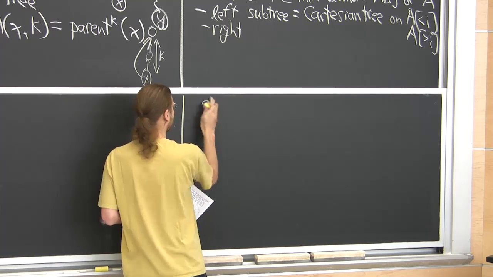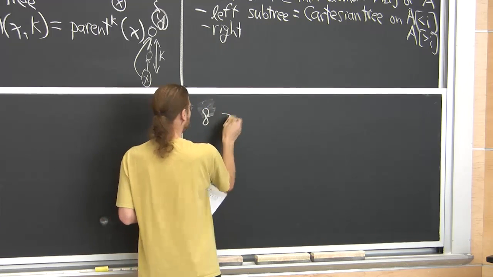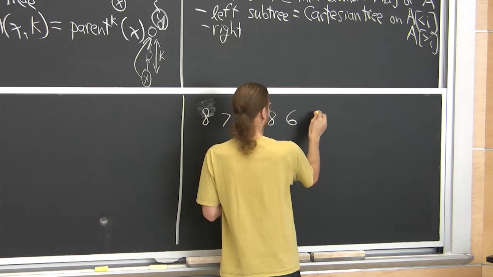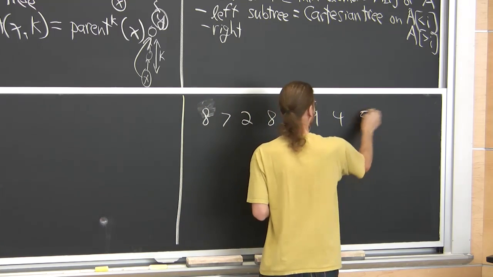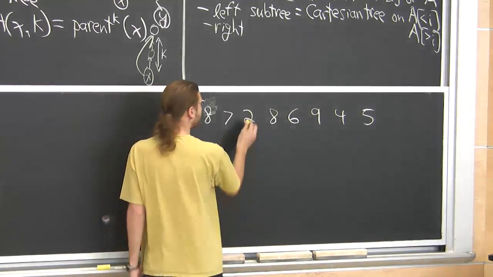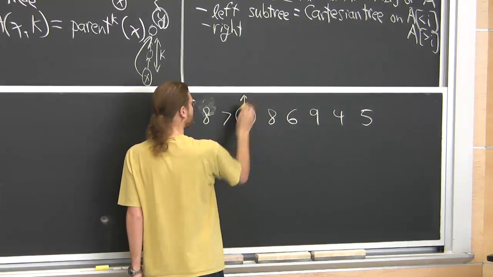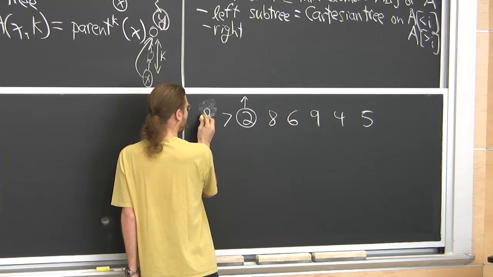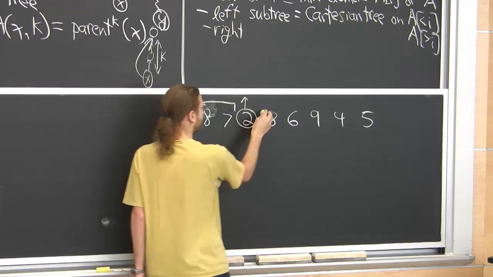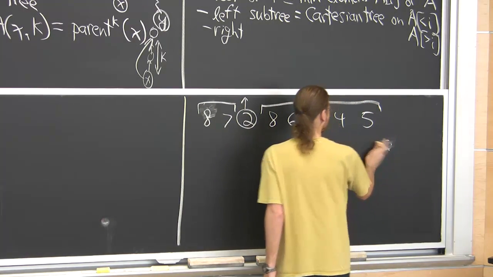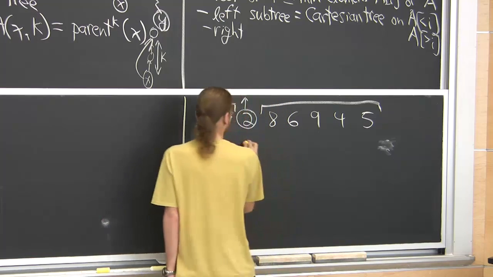Suppose we have 8, 7, 2, 8, 6, 9, 4, 5. So the minimum in this array is 2, so it gets promoted to the root, which decomposes the problem into two halves, the left half and the right half. So drawing the tree, I put 2, maybe over here is actually nicer.